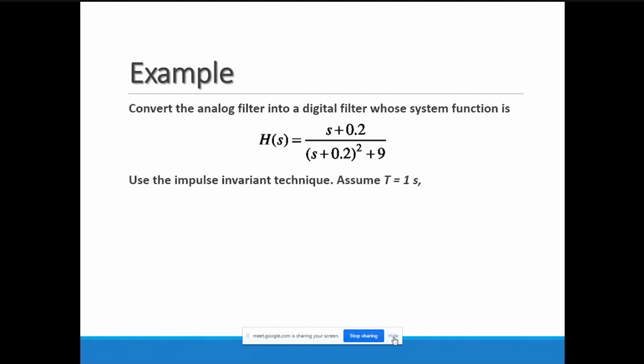Assume t is equal to 1 second. Take the value of t is equal to 1 second over here. Though we know that ideally the value of t will be very near to 0.1 only, for the sake of simplicity in this example we have taken t is equal to 1 second. So apply the value of t is equal to 1 second and derive the answer for this example.